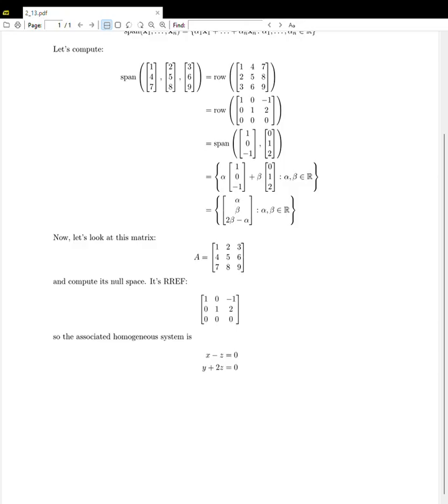Right, and from there we can read off that x is z and y is equal to negative 2z. And so the null space of A is neatly characterized as follows.